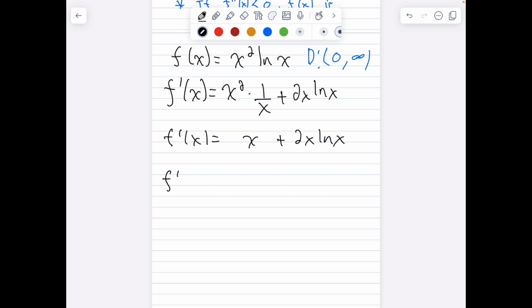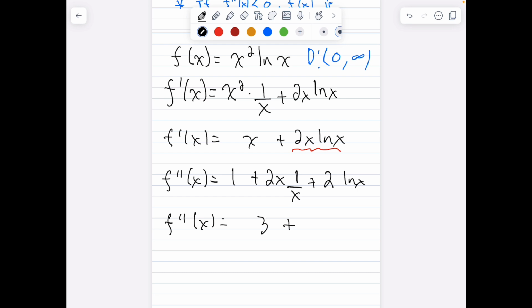And I'm going to go ahead and take the second derivative now. So the derivative of x is 1, and I have to do another product rule with 2x ln of x. And I'll do the same thing. I'll hold 2x, take the derivative of ln of x, which is 1 over x, plus now I will hold ln of x and take the derivative of 2x, which is 2. And after simplifying, you get 3 plus 2 ln of x, because those x's cancel.